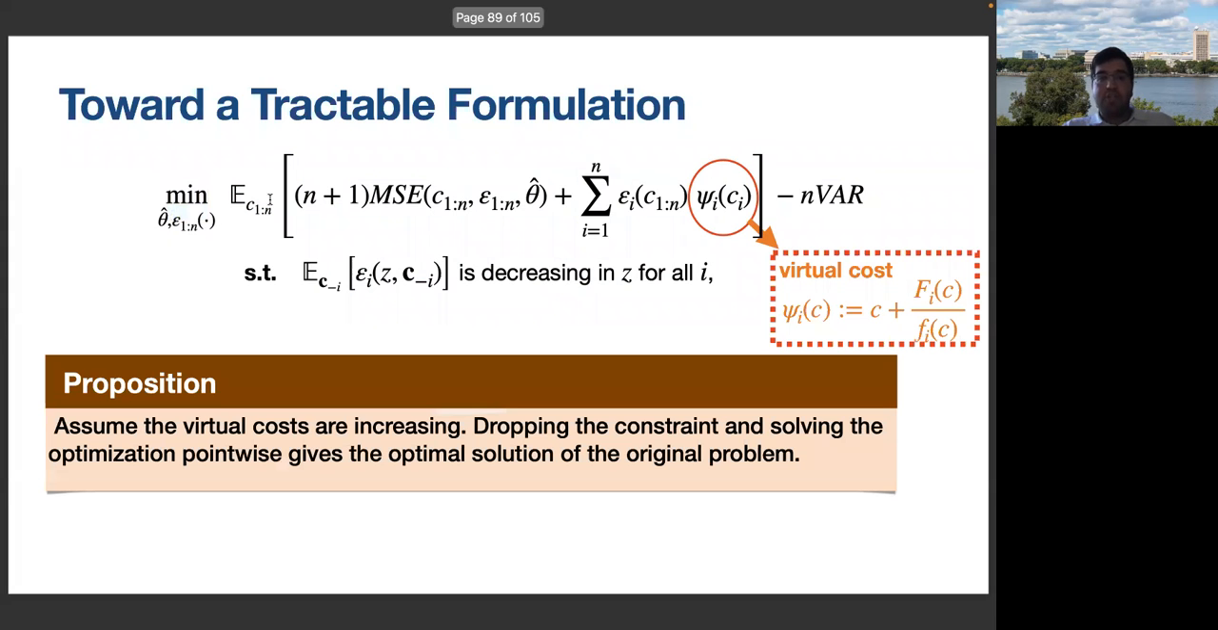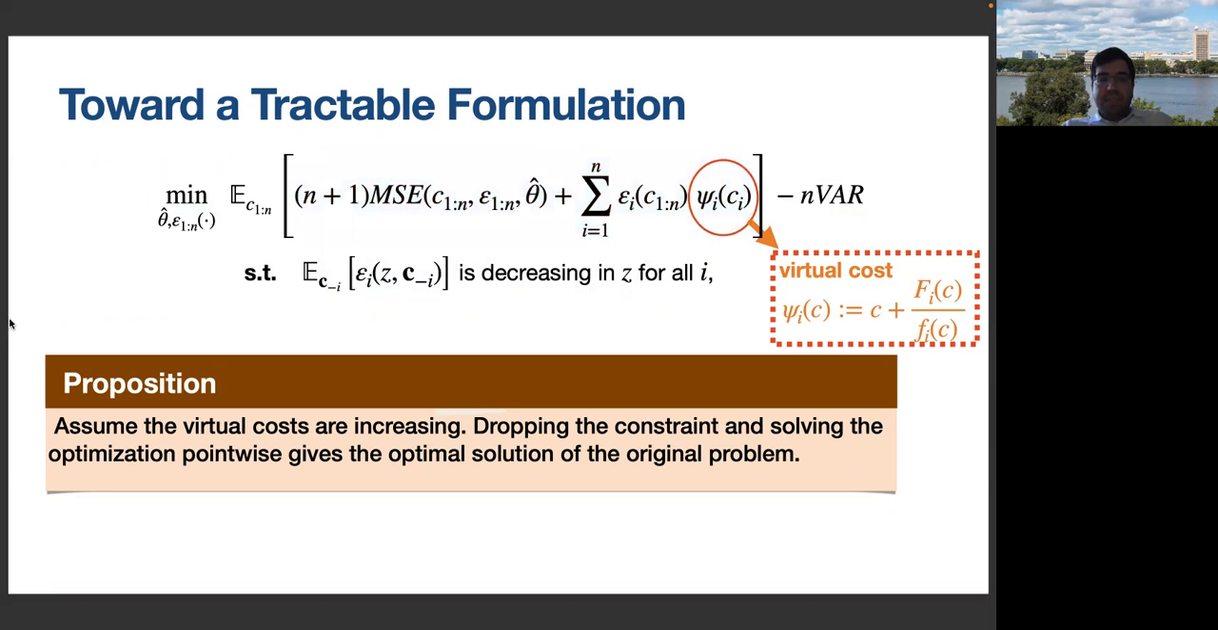But we have a proposition that shows that assuming that these virtual costs are increasing, which holds for a wide class of distributions, like any log-concave distribution, we can show that actually we can drop this constraint and we can solve this optimization problem pointwise. And the solution of that will be the solution of the original optimization problem that we have in hand, which makes the thing much easier. It means that now the only thing that we need to deal with is this inner thing inside the expectation. We need to just minimize it for a given vector of c1 to cn. And this proposition says that solving it is equivalent to solving this more complex problem.